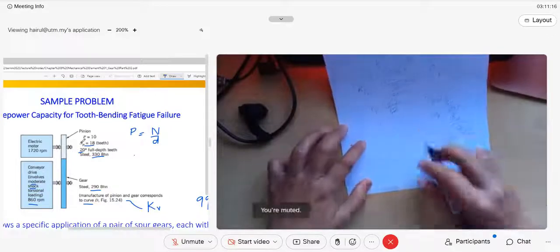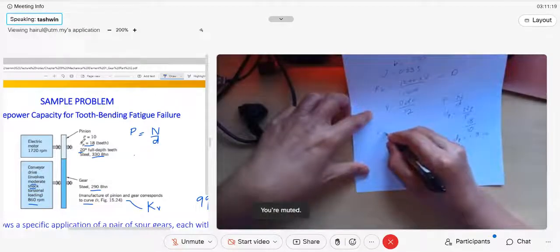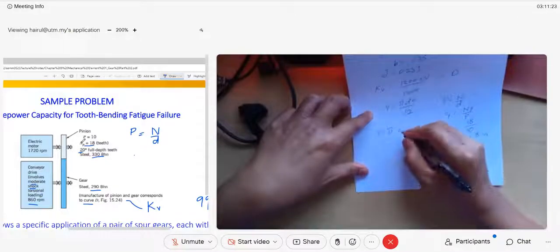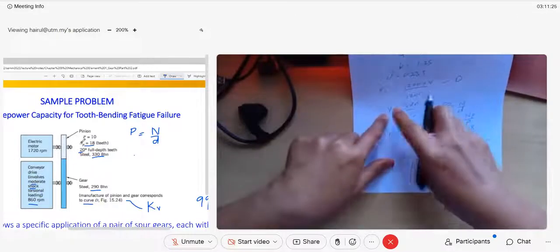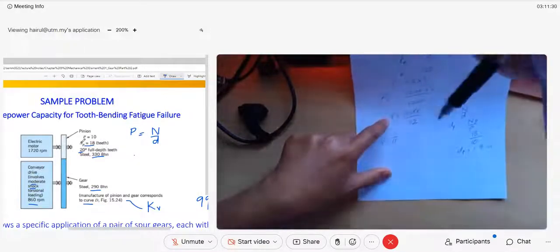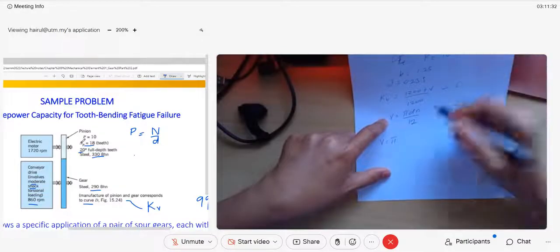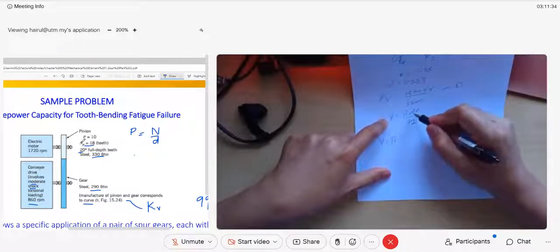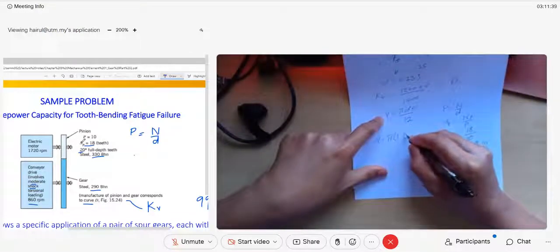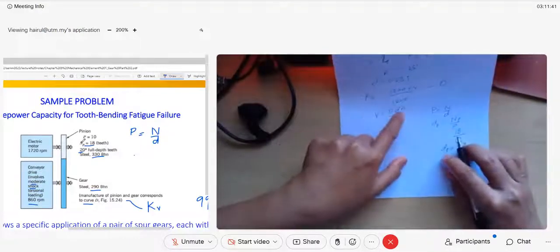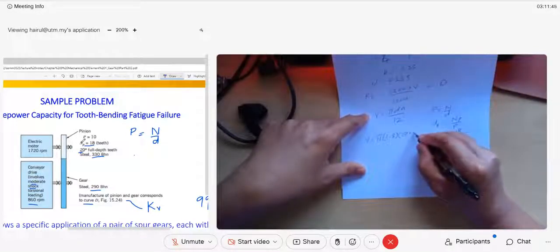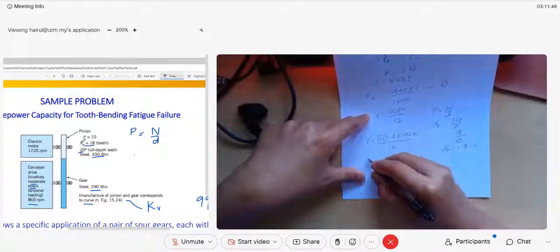Okay, so now you calculate your V. V is pi times D. D is in inches, because V is actually in feet per minute. If you look back at your part 1 gear lecture notes, it is pi d n over 12, with D in inches, times 1.8. What is the speed of the pinion? 1720 is already given. So times 1720 RPM over 12. This way your V will be in feet per minute.